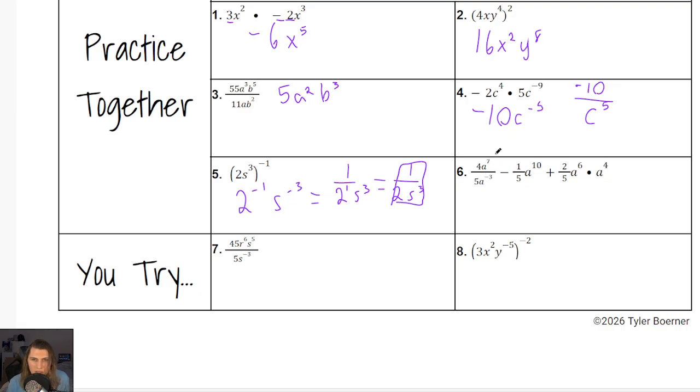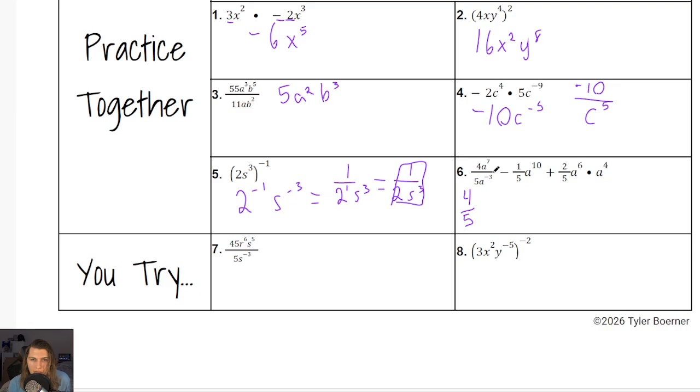Number 6, it gets a little more complicated. We're going to start to try and add these monomials together. So we're looking at our first one, and we need to do our division first, and we need to do our multiplication first. So let's worry about this. We have 4 over 5. Well, that's going to leave us with a fraction. So that's still 4 over 5.